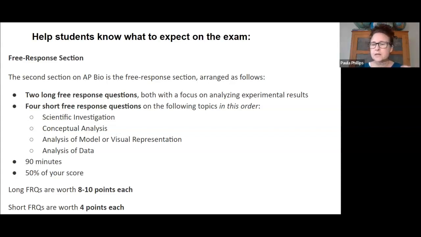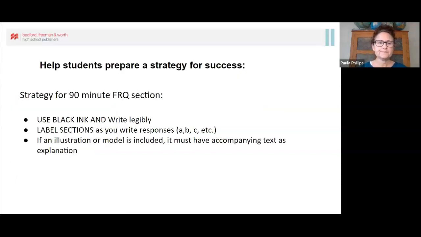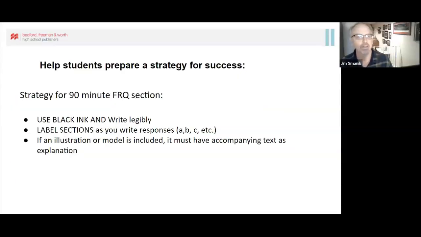Question number 3 is going to be about scientific investigation. Question number 4 is going to be about conceptual analysis. 5 is analysis of a model or visual representation, and 6 is analysis of data. They also have 90 minutes to answer the FRQ section, and that also counts for 50% of their raw score. And I want to emphasize that both long questions are about the process of science.